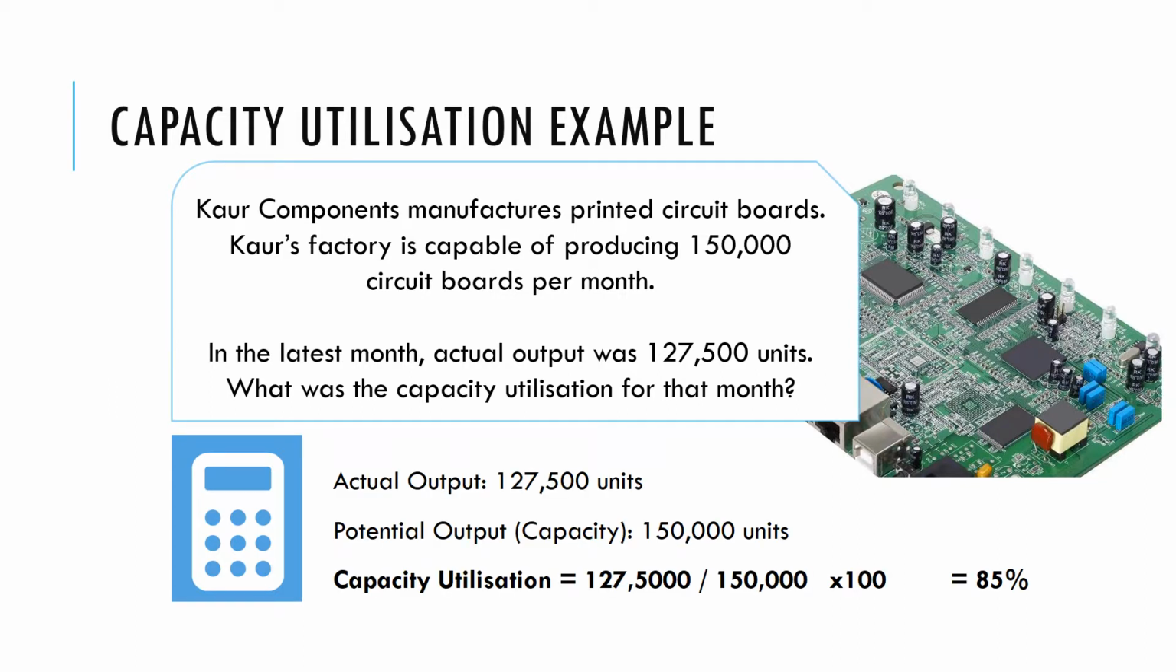Well, the capacity utilisation for that month, using the formula, would be the actual output divided by the maximum potential output or capacity times 100. So in this situation, the business will be operating at a capacity utilisation of 85%. Let's consider some more examples.